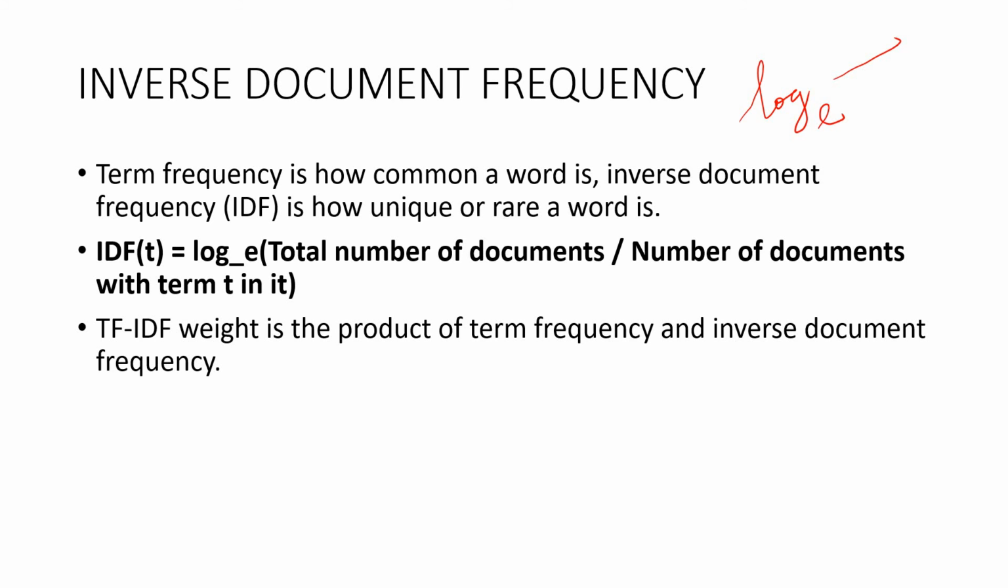For example, let's assume, to make it easier, that we have 1000 documents in total. The number of documents with term T in it is only 10. So you will take the logarithm of 1000 divided by 10. What is 1000 divided by 10? It is 100. Right? What is the logarithm of 100? It is 2. So 2 is the inverse document frequency.